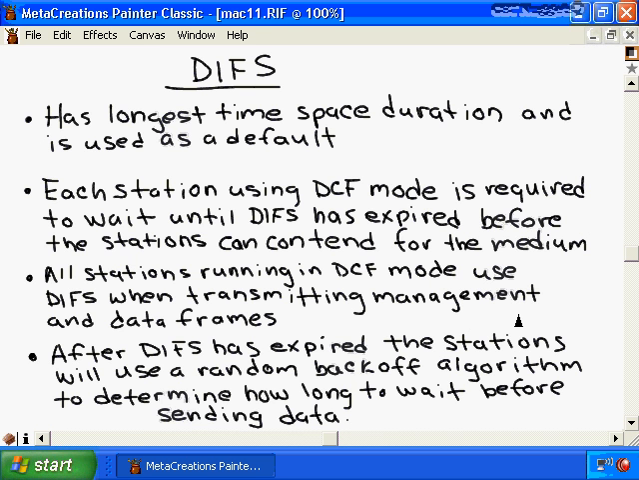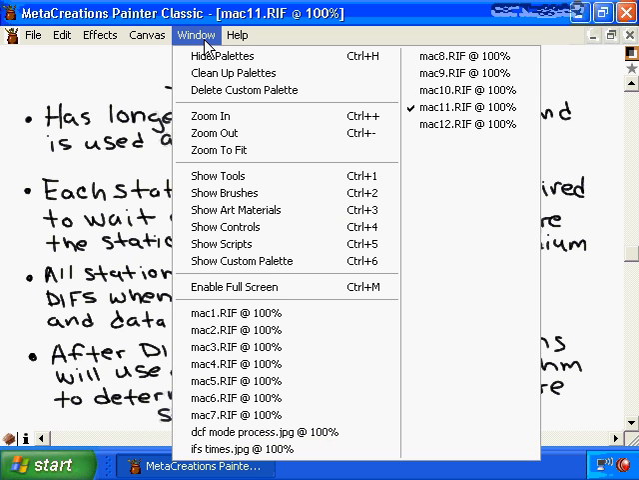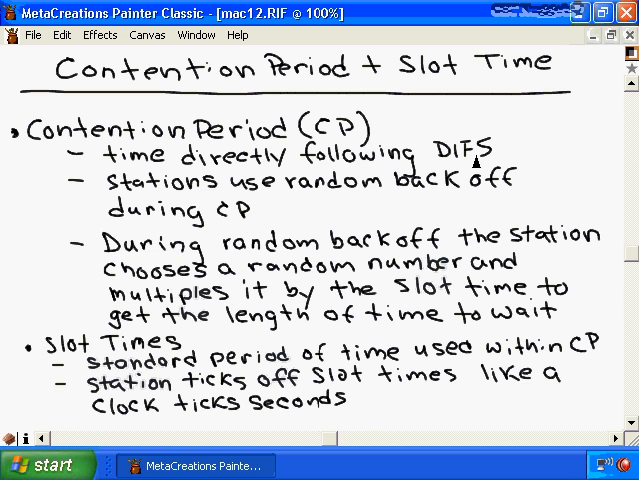Well, remember what we learned earlier, that in DCF mode, a random back-off period is involved. And what happens here is that after the DIFS has expired, the stations will use this random back-off algorithm to compute the period of time that they're going to wait. So they'll use a random back-off period in conjunction with something called a slot time to calculate how much time a station will wait before it'll actually contend for the medium. So before we move forward with this, let's discuss what slot time is by bringing up another whiteboard.